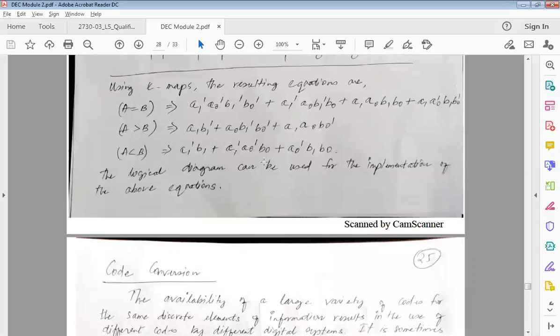So by next class, I want all of you to verify if these equations are correct or not. Individually, I will ask, and I will tell you to turn on your video and show the working of this K-map. Is that clear, students?